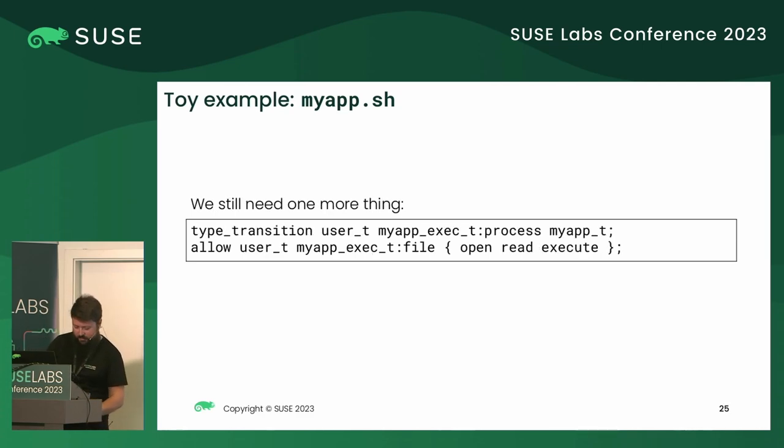Is that all? Well, no. We still need to allow, let's say, starting our process, right? So how do we do that? Well, this is a user utility, so it will be started by a user. So we need to say that when the user executes something that has the type myapp_exec_t, the resulting application shall have the myapp_t domain. And then we also need to allow the user to open and execute the actual shell script file that has the myapp_exec_t type.